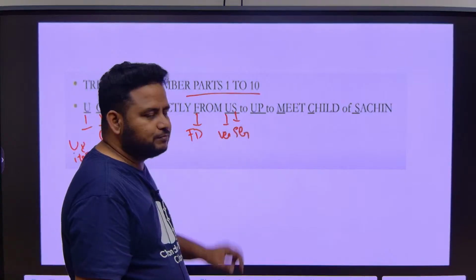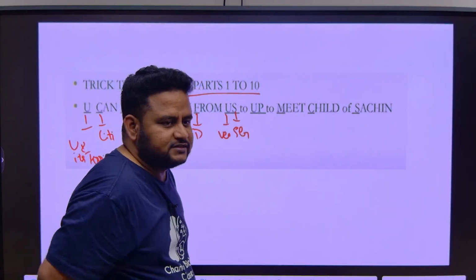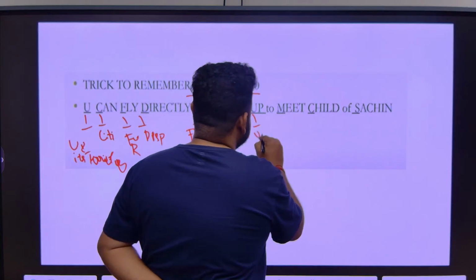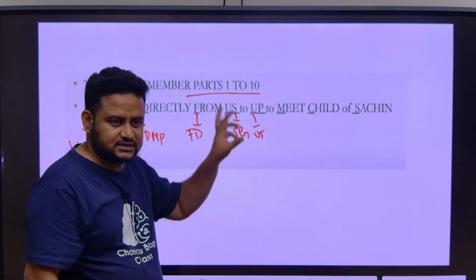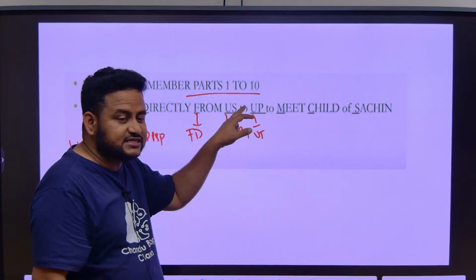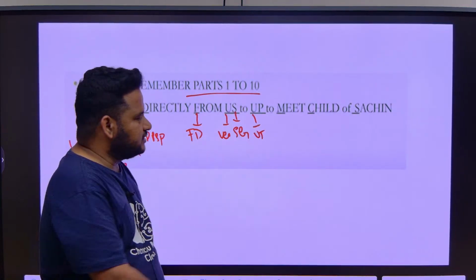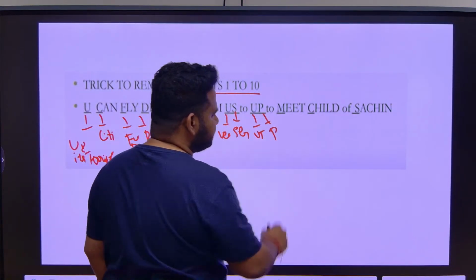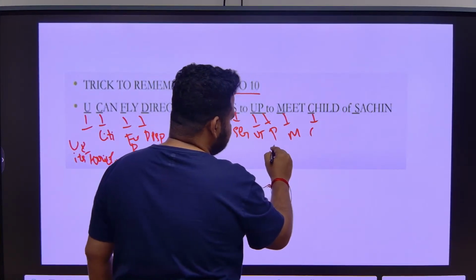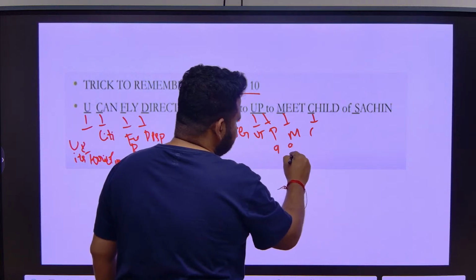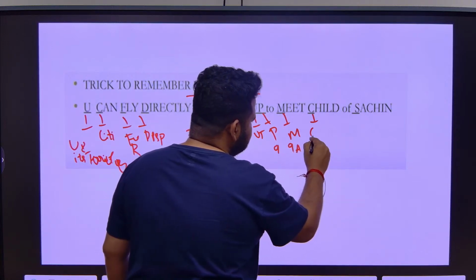What about this U? This is union territory. I told you, there are 28 states and 8 union territories. Those 8 union territories are contained in this part. This P is Panchayats. This M is municipalities. This is part 9, part 9A, and part 9B, cooperative societies.